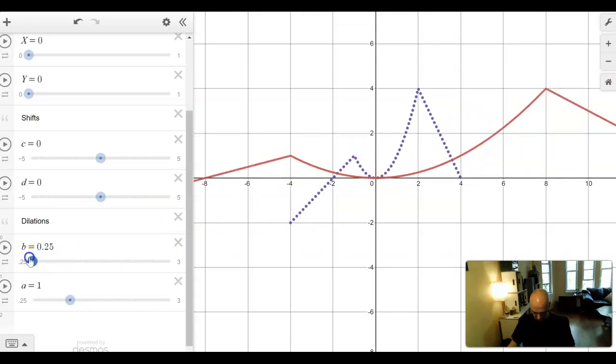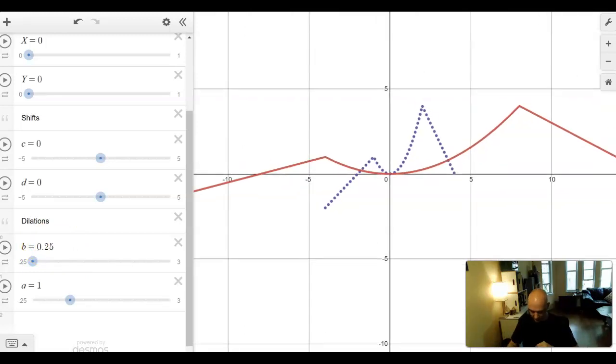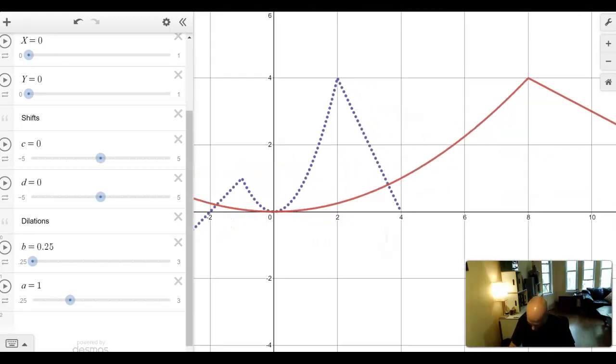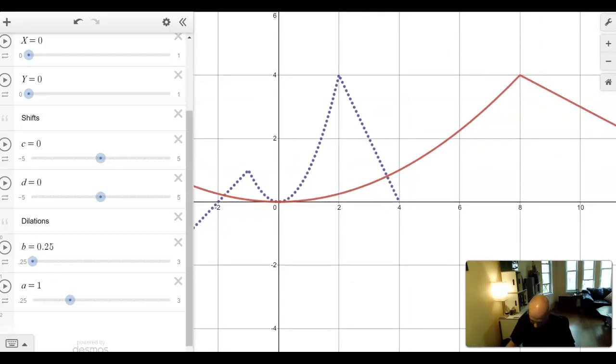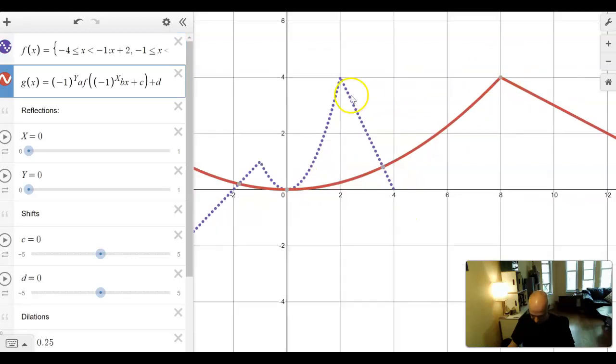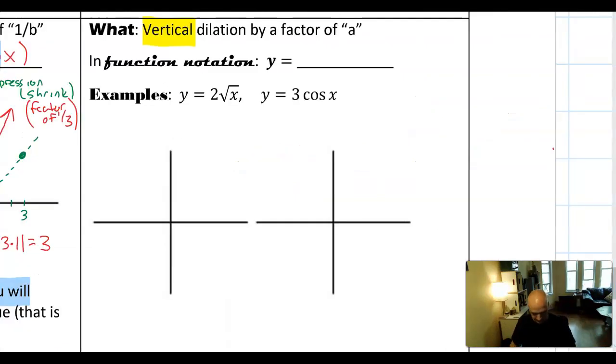Let's make b 1/4. If b is 1/4, all of the x values are being divided by 1/4, or you could think about it as being multiplied by 4. So an x value that was at 2 will now appear at 8. All the x values were multiplied by 4 or divided by 1/4. That was probably the most challenging type of transformation.